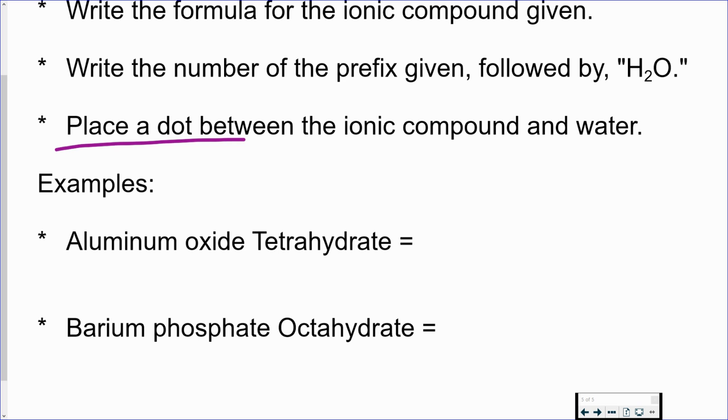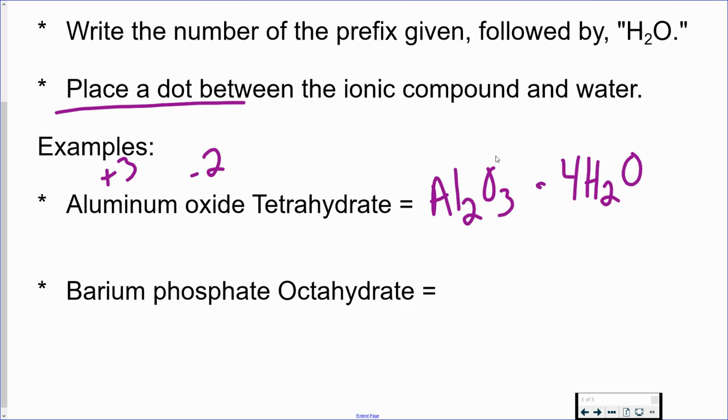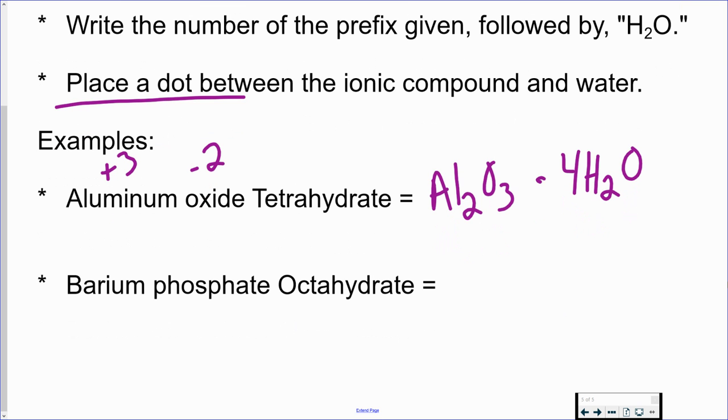Again, I'll do the top one, and then you guys will do the bottom. Aluminum oxide. Aluminum has a +3 charge. Oxide has a -2, giving me Al2O3. Now we're going to have a dot, and then tetra is 4. Hydrate means water. If I told you to hydrate, you'd be chugging some water. All right, let's work on the next one. I'll give you 3, 2, and 1.